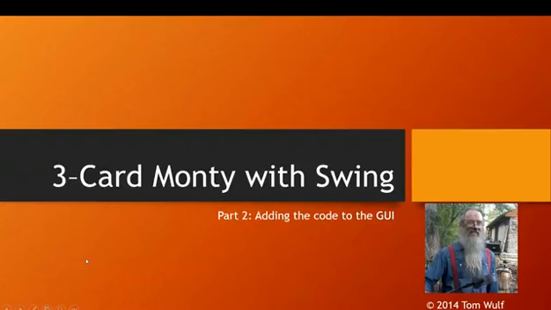Okay, here we go. We're back to working on our 3-card Monty program as a Java Swing GUI. In the last video, I went ahead and created the GUI, but I don't have any code, so it doesn't do anything but close. So now I'm going to show you how to put the action listeners in, and I'm going to add a couple of new things that you haven't seen. I have an array of buttons, so I'm going to use one action listener for all 3 of the buttons. So we'll get started here.